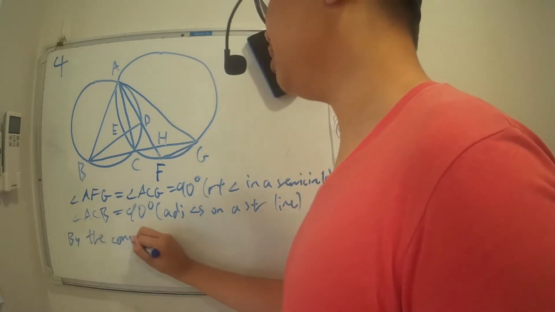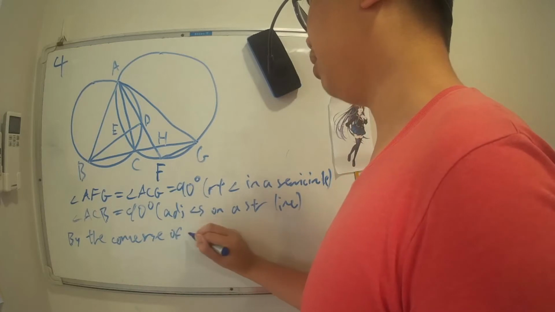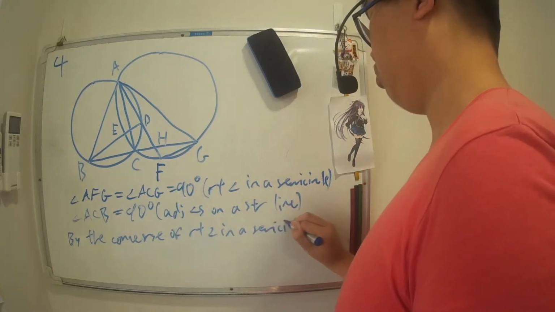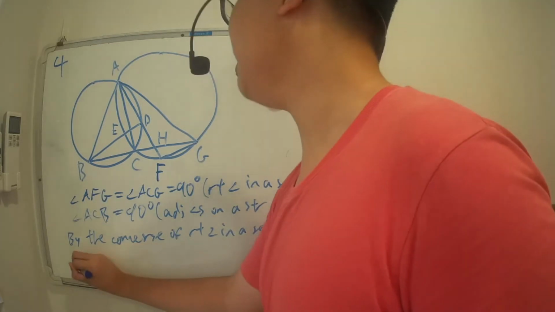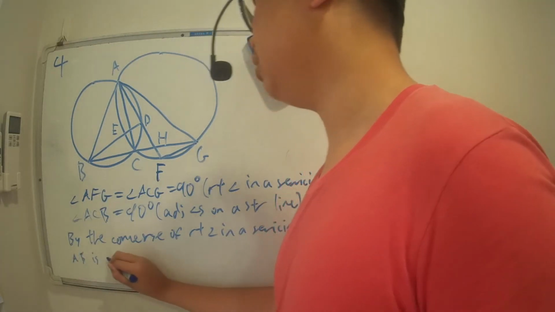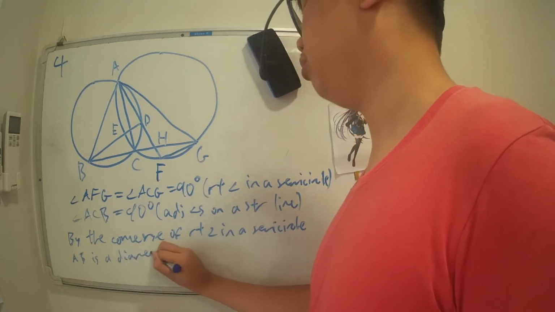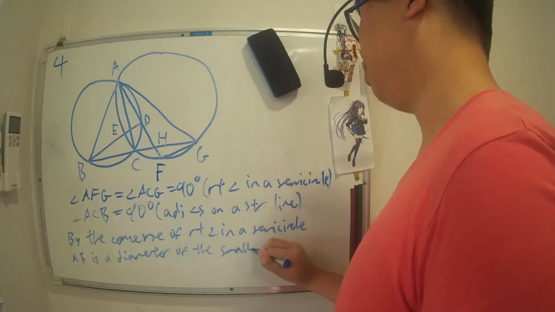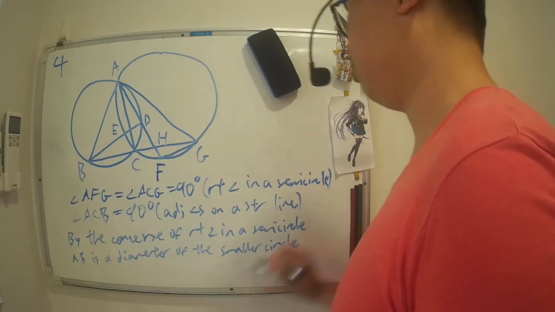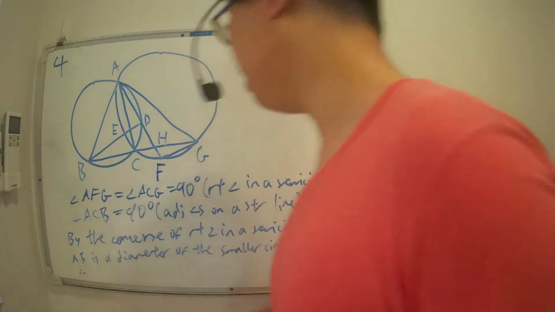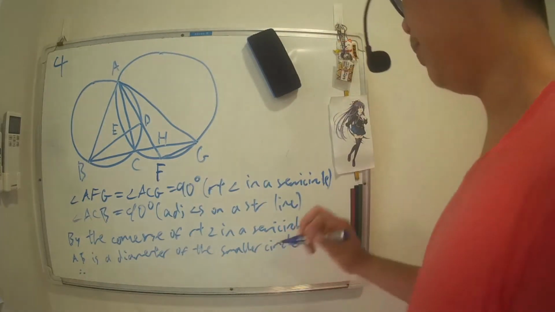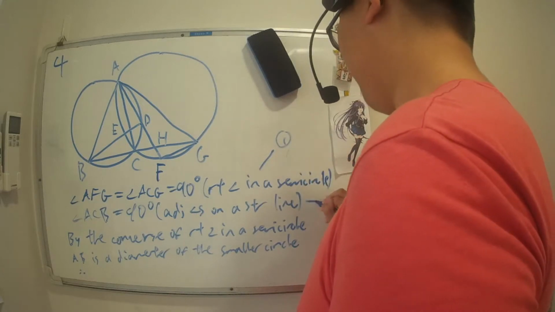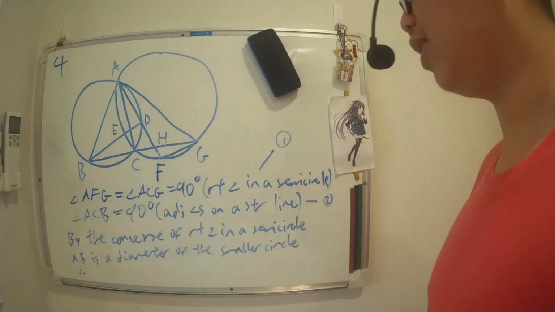By the converse of right angle in a semicircle, then AB is a diameter of the smaller circle. Therefore, okay, I'm not gonna write this anymore because this is taking too long. I'm gonna write this as 1 and I'm gonna write this as 2, okay? Because I have no space to write this.